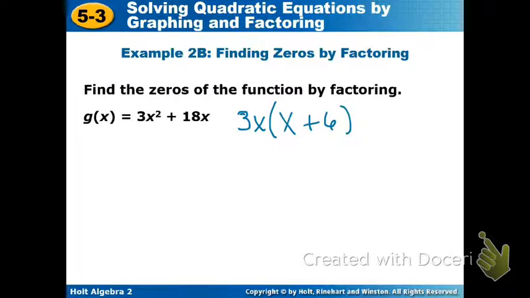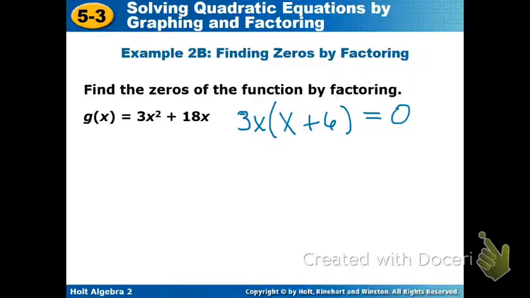Okay, remember we're wanting the zeros, right? This looks a little different from our other ones, right? This is different because, and this is also a pattern that you can always count on, when we did our greatest common factor, we actually factored an x out, okay? This is being multiplied by the binomial.